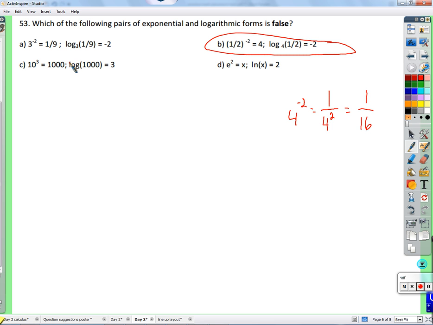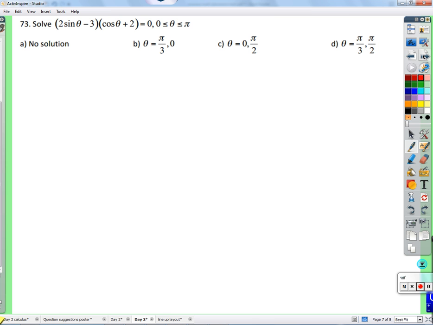10 to the third is 1,000. So log base 10. Well, what about this? What is the base? 10, right? You don't see a base. It's assumed to be 10. It's a common log. All right, so log base 10, that's what that means. 1,000 should take me an exponent of 3. That works. e squared equals x. Well, then the base of the log should be e. That's our special notation for a log that has base e. We're trying to get x, there it is, x, and we take an exponent of 2 and make it happen, there we go. That's true, that's false.